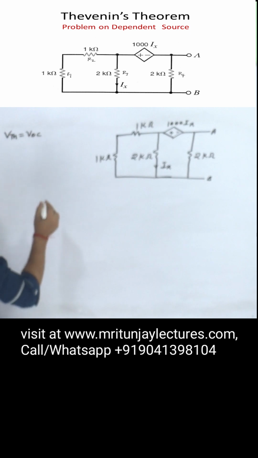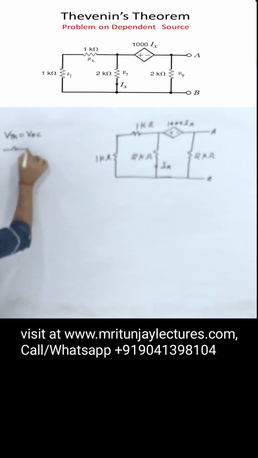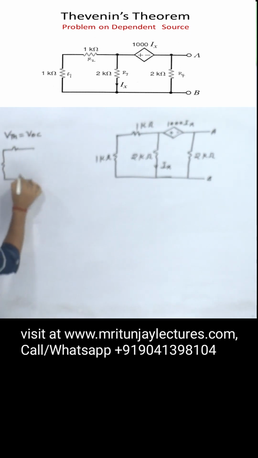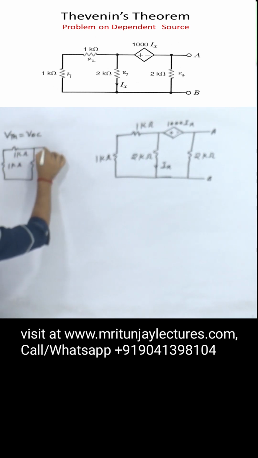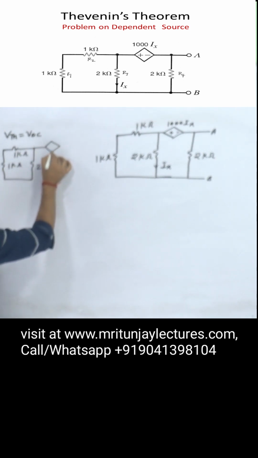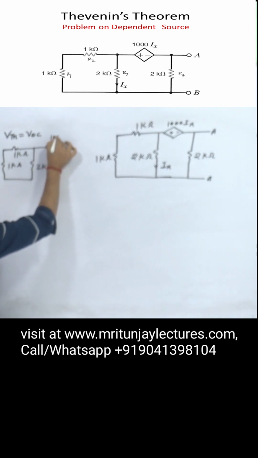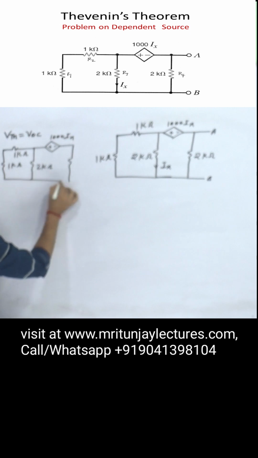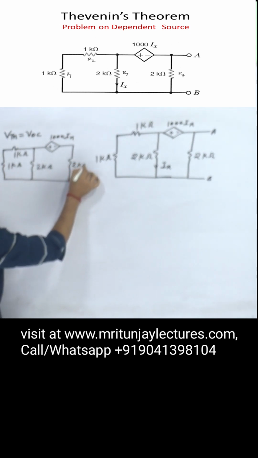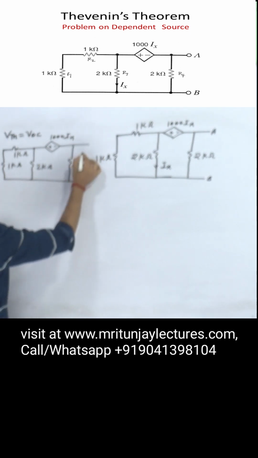First of all, make the circuit: here 1 kilo ohm, 1 kilo ohm, here 2 kilo ohm, here plus minus 1000 Ix, here 2 kilo ohm, and here plus minus V of OC.